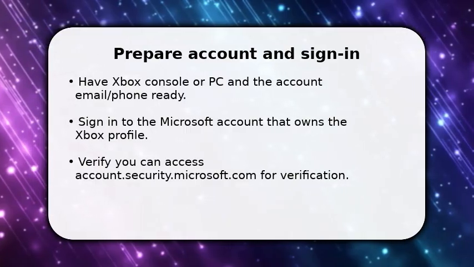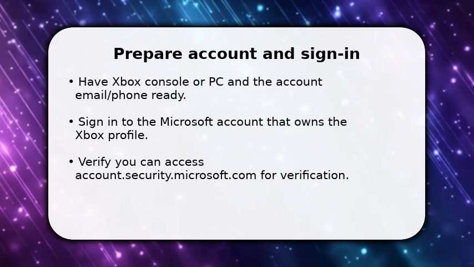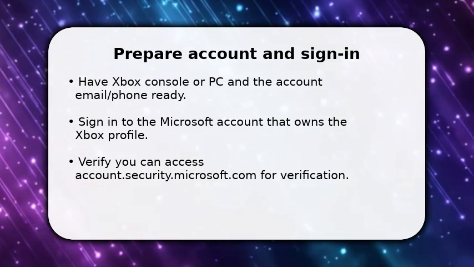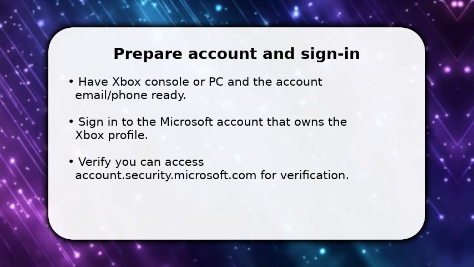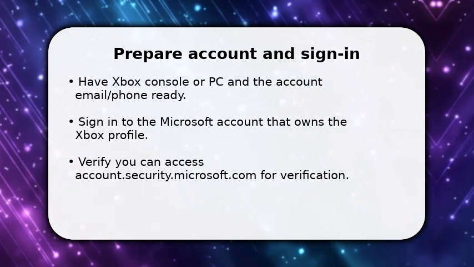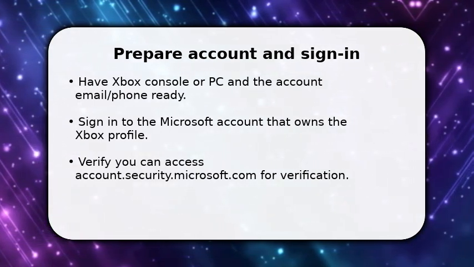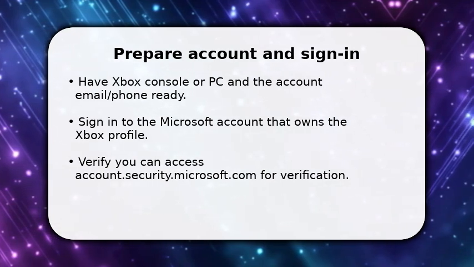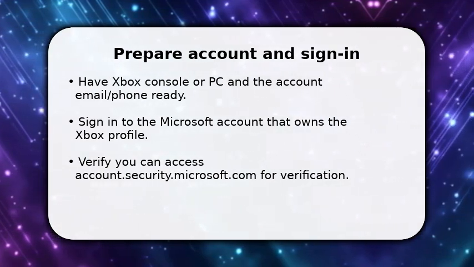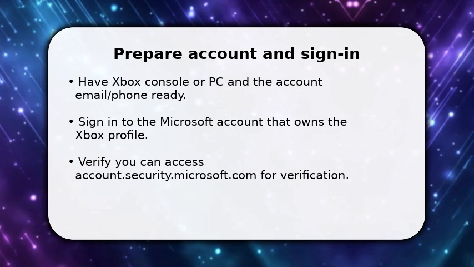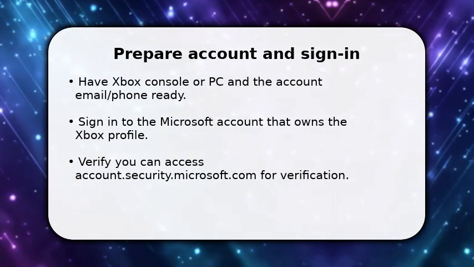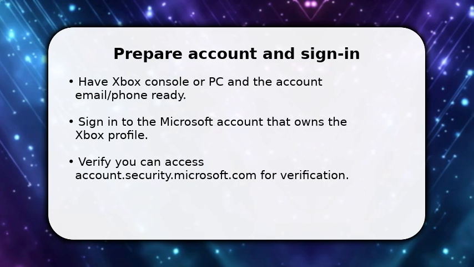You start by signing into the Microsoft account tied to the Xbox profile. Use your console or a PC. Once signed in, go to your profile settings. Make sure you can receive verification codes via email or phone because Microsoft often requires confirmation before changing personal details. If the account is a child account, you will need parent approval.